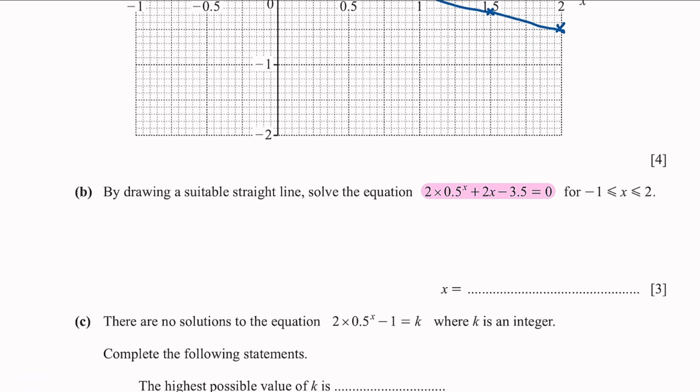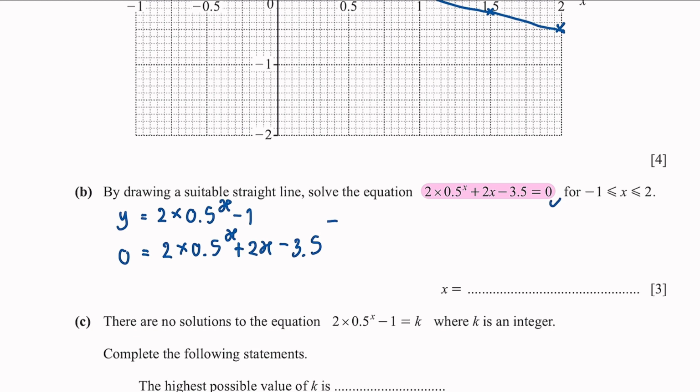the first equation is y equals 2 multiplied by 0.5 power x minus 1, and this equation is 0 equals 2 multiplied by 0.5 power x plus 2x minus 3.5. Subtracting this equation, you will get y equals minus 2x plus 2.5.